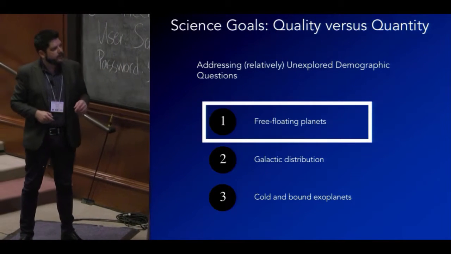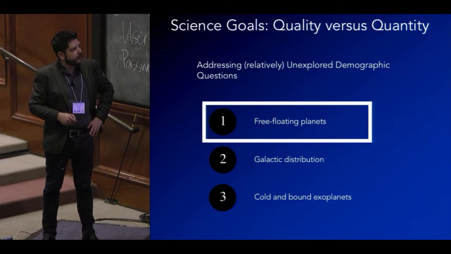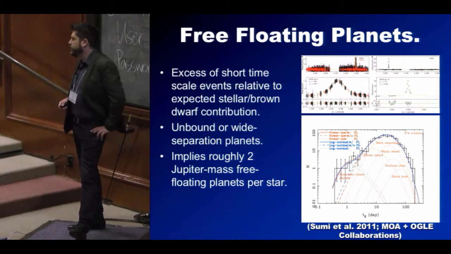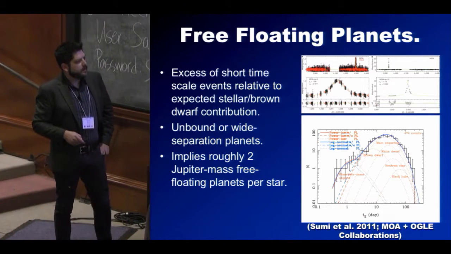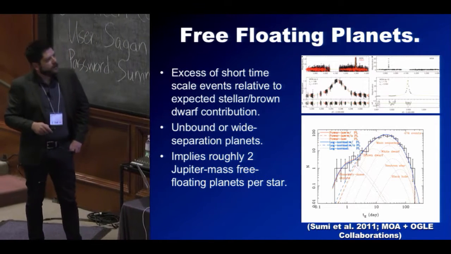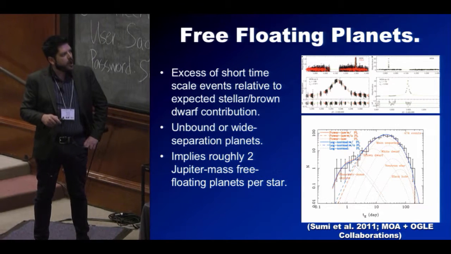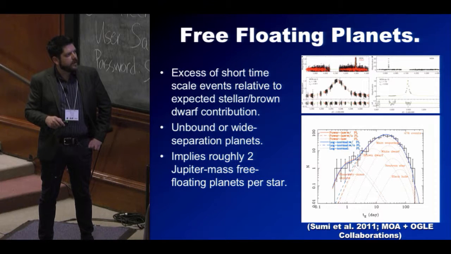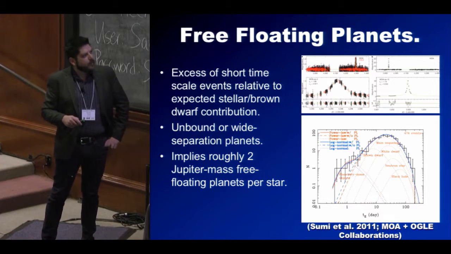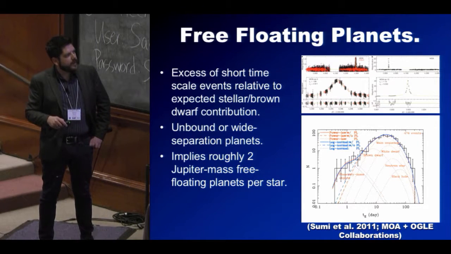I'm not going to talk about the other 2. I think Jen talked about the galactic distribution. I'm going to focus on the free-floating planets. One of the main motivations for doing this is a very intriguing result from the MOA and OGLE collaborations, which is quite old now. If you look at the timescale distribution from 2 years of MOA data, you see basically a log-normal distribution, which you can explain more or less from things you expect: stars, brown dwarfs, and remnants. But there's a shoulder of about 10 events that is larger than what you would expect based on the analytic fall-off that you predict.